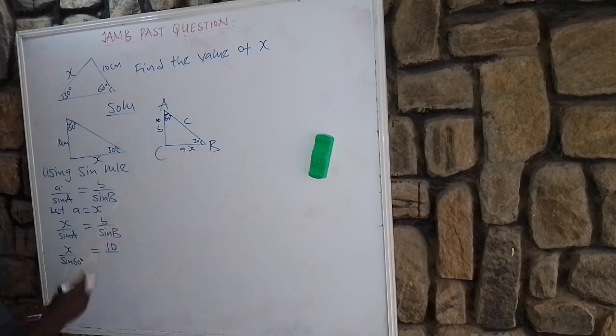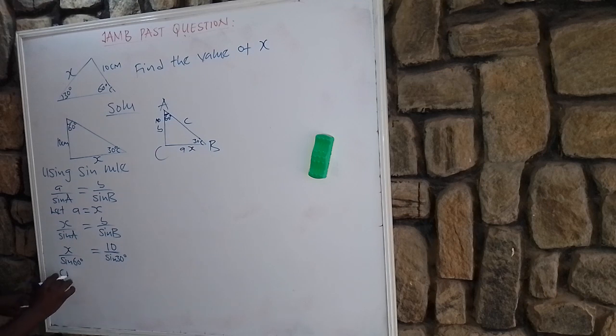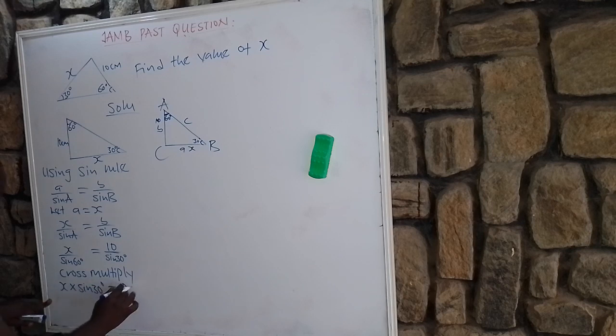Which is sine B here is what? Is sine 30 degree. True or false? Is it difficult? No. Okay. So you don't need the prophet to tell you. For us to obtain our X, we cross multiply. True or false? Cross multiply. If you cross multiply, it means we are going to have X times sine 30 degree will now be equal to 10 times sine 60 degree.